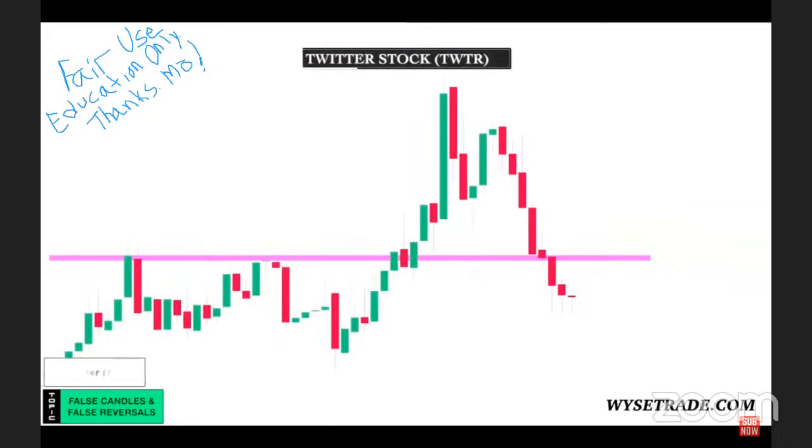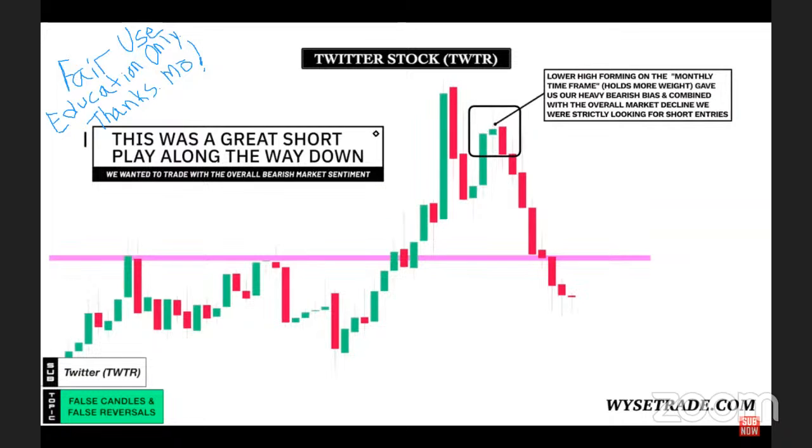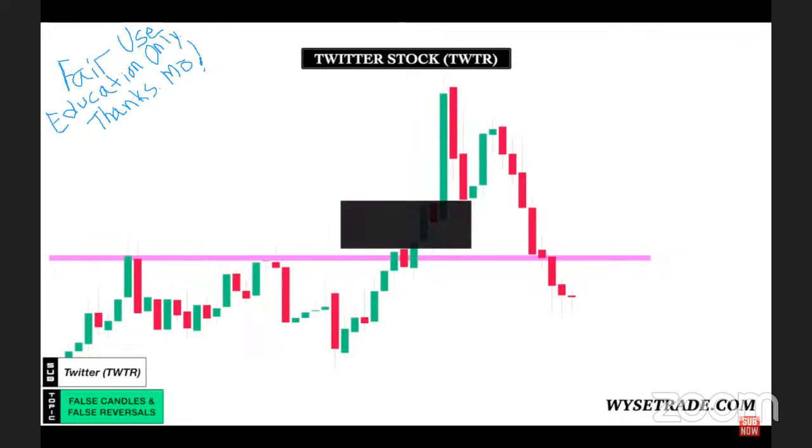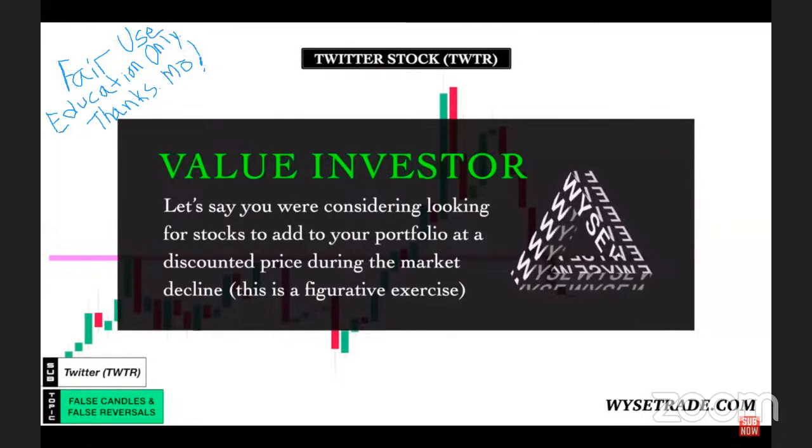This is the Twitter stock that we took multiple short trade entries on along the way down, starting from when the lower high here formed. But now, let's say you were considering looking for stocks to buy and adding to your portfolio at a discounted price during this market decline.